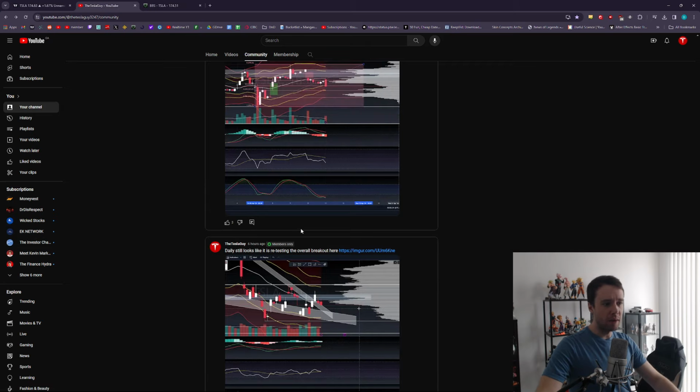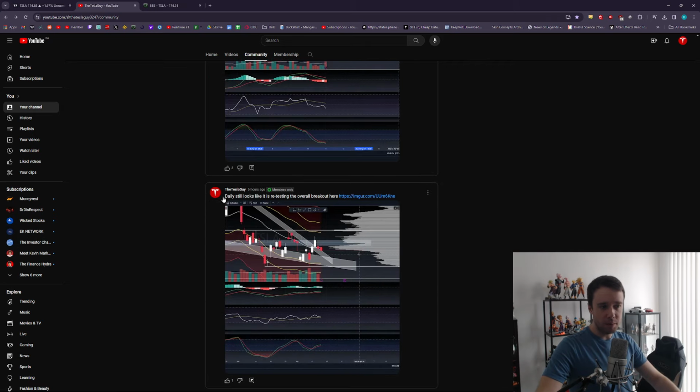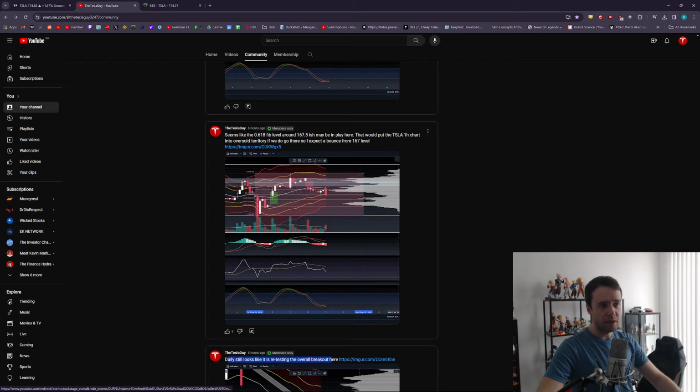And we talked about how, and I was talking to my members again throughout the day, the daily still looks like it's retesting the overall breakout here. This is when Tesla was falling during the day, right? It was at like what, 168 or something like that here, right? I talked about it here. Seems like the 618 fib level around the 167.5 may be the play here. That will put Tesla on the 1 hour chart into oversold territory. And if we do get there, I expect a bounce from that 167 level.